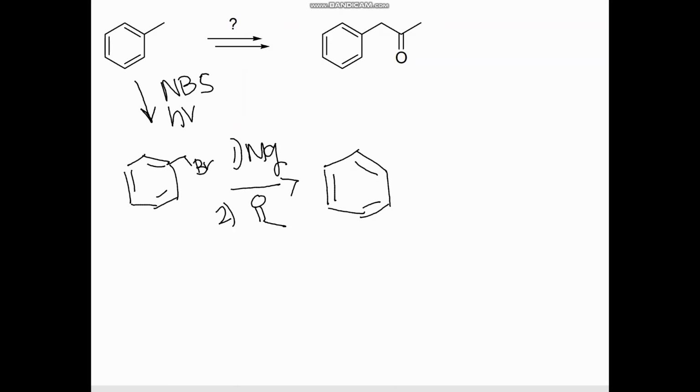And lastly, if you remember from alcohol chapter 12, if you use PCC on a secondary alcohol, it would turn that into a ketone, giving us our end product.